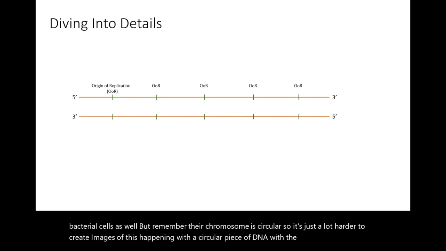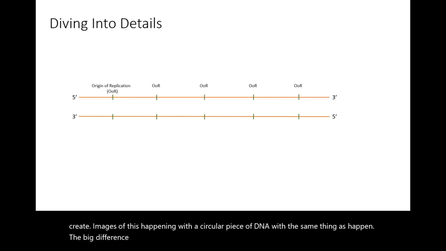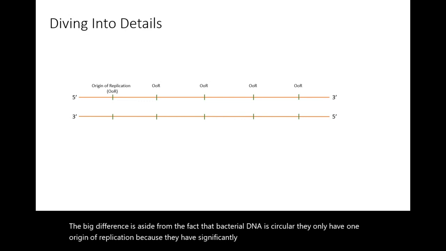But the same thing is happening. The big difference is, aside from the fact that bacterial DNA is circular, they only have one origin of replication because they have significantly less DNA than eukaryotes do, okay?